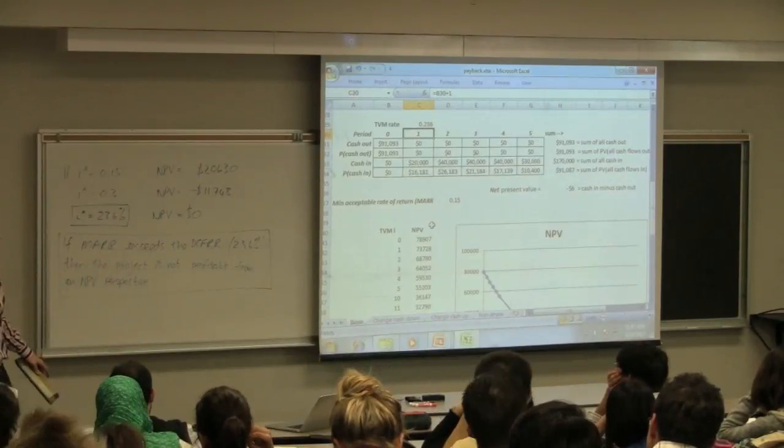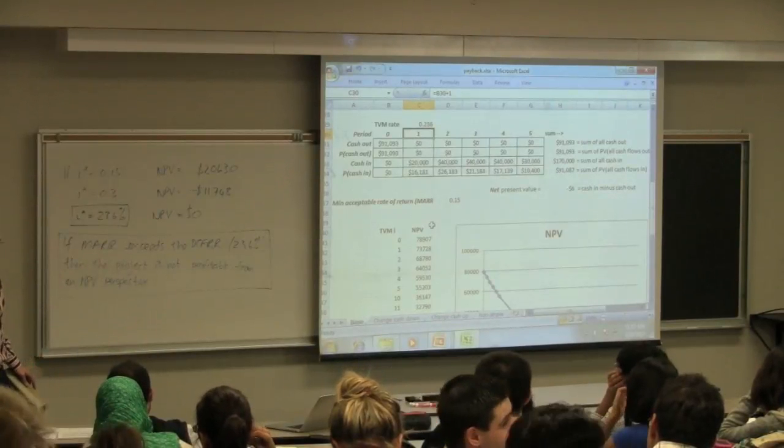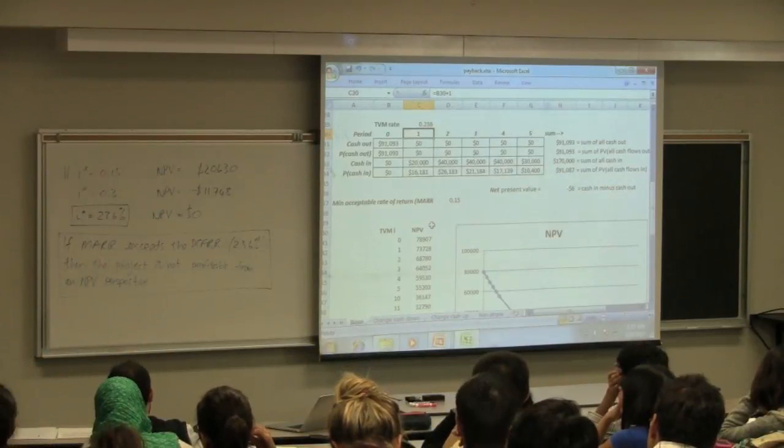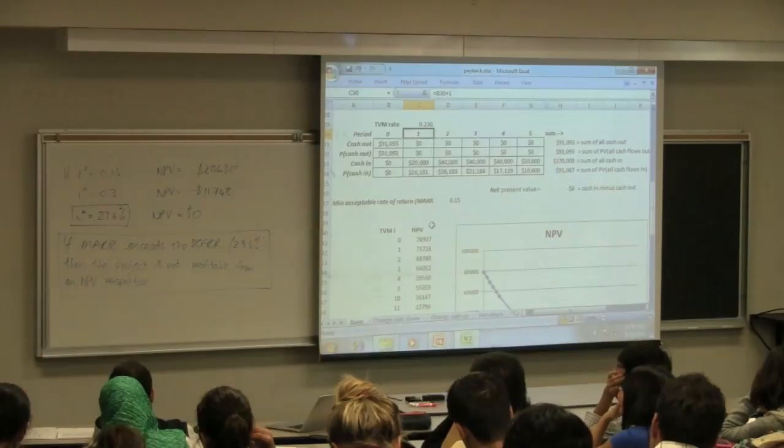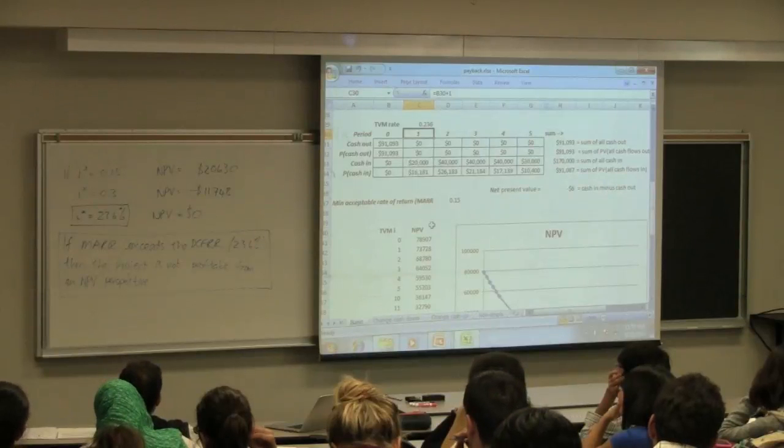Are you saying that the MARR and the IRR are the same thing? No, minimal acceptable rate of return is just a threshold number. IRR is this percentage that we're talking about. They're not the same thing.